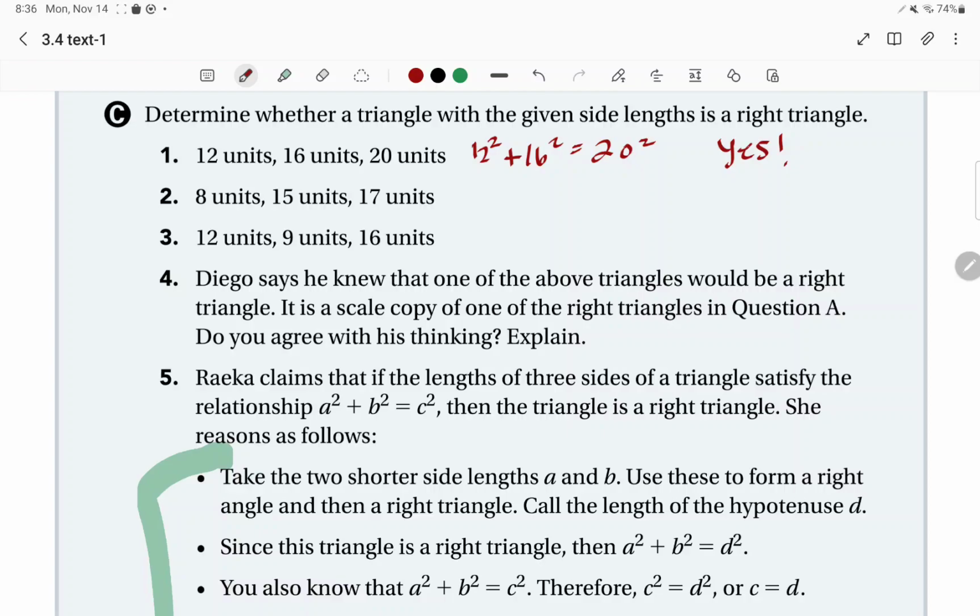And then on number 2, 8 squared plus 15 squared, does that equal 17 squared? And that also is yes, therefore it forms a right triangle. So 1 and 2 form a right triangle. But then here you have 12 squared plus 9 squared equals 16 squared. This one, 12 squared plus 9 squared, is not equal to 16 squared. So in that case, it does not form a right triangle.